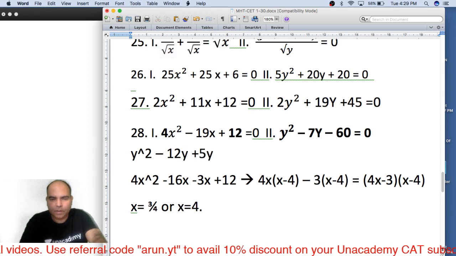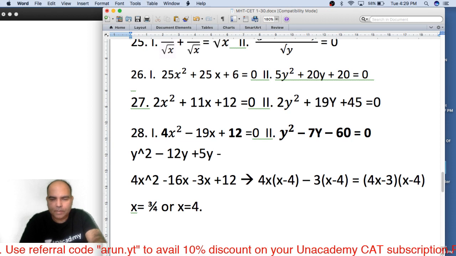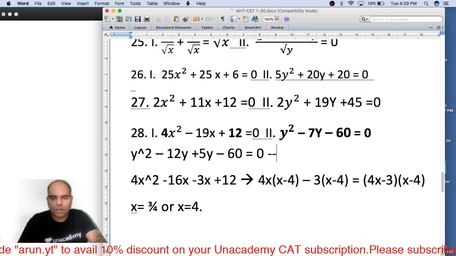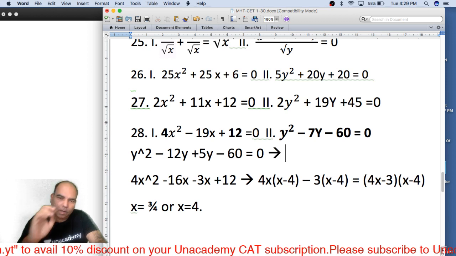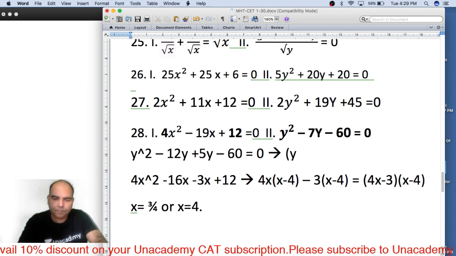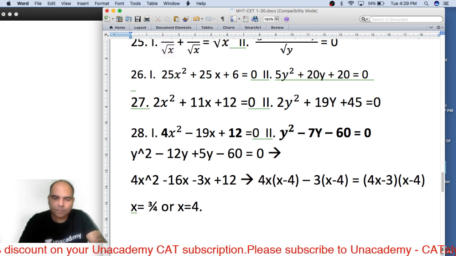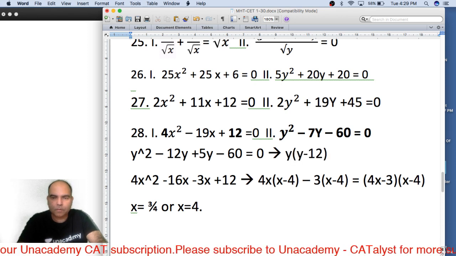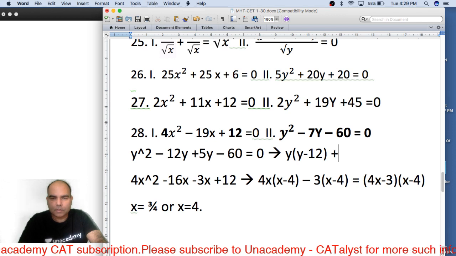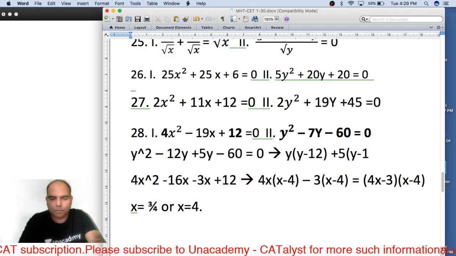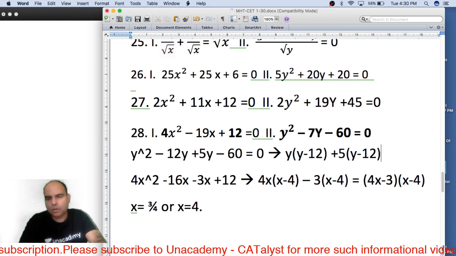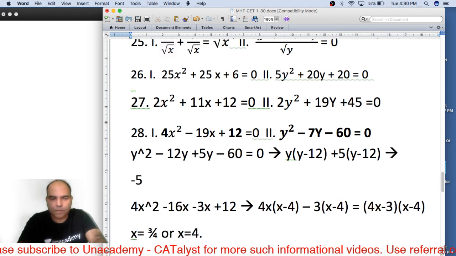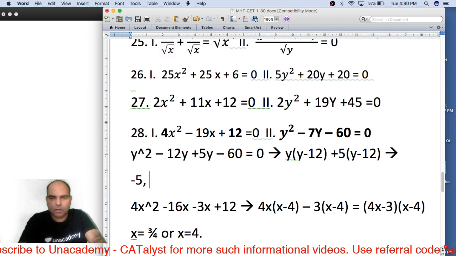plus 5y minus 60 is equal to 0, and that will get split as y into y minus 12 plus 5 into y minus 12. So if you solve this, you'll get the value of y as minus 5 and 12.